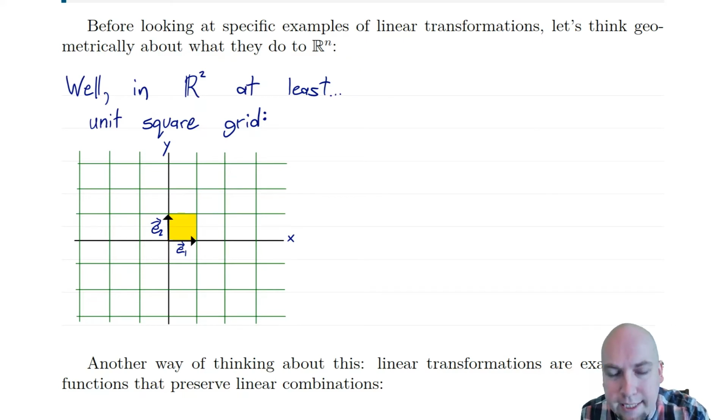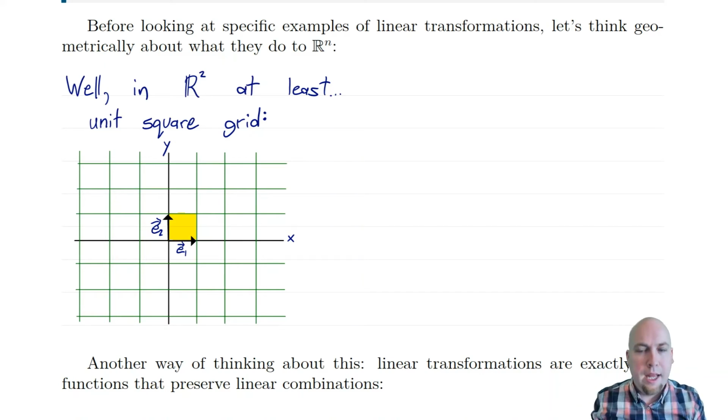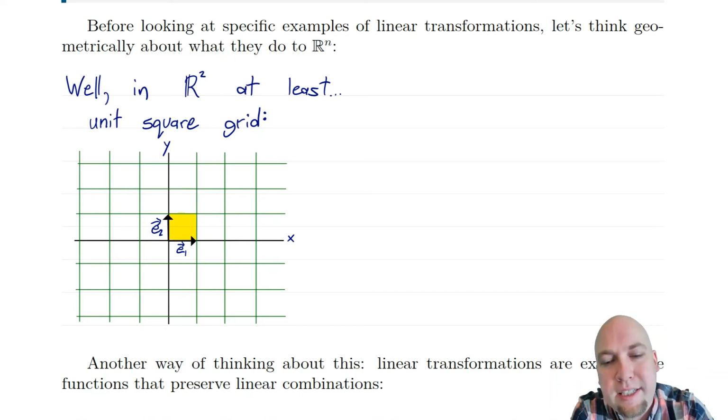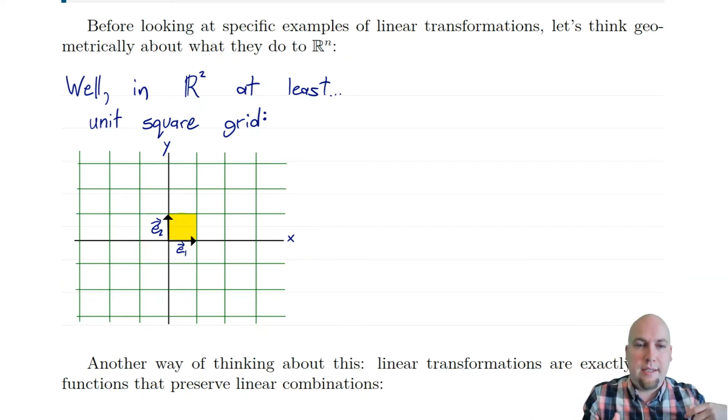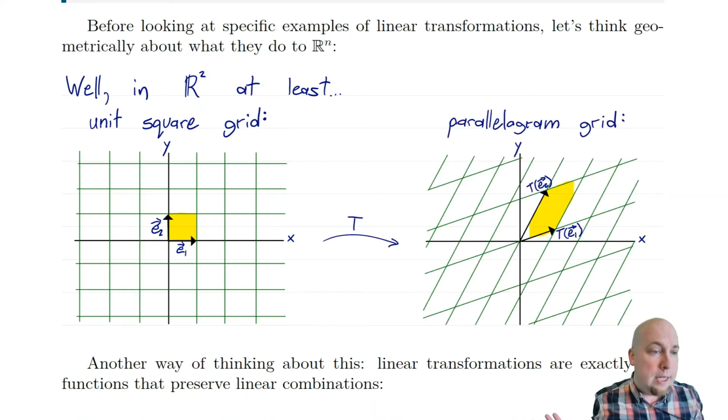I've also highlighted one particular square here, and that is the square that has E1 and E2 as its sides. Remember, these are the standard basis vectors. E1 is (1, 0), and E2 is (0, 1), so it just points up a distance of 1. I highlighted in yellow that first square in the positive quadrant. Now if I apply a linear transformation to this space, I'd like to know what space looks like after I apply this linear transformation. In particular, I'm going to focus on what it does to E1 and E2. And in a sense, I don't know what it does to E1 and E2, right?